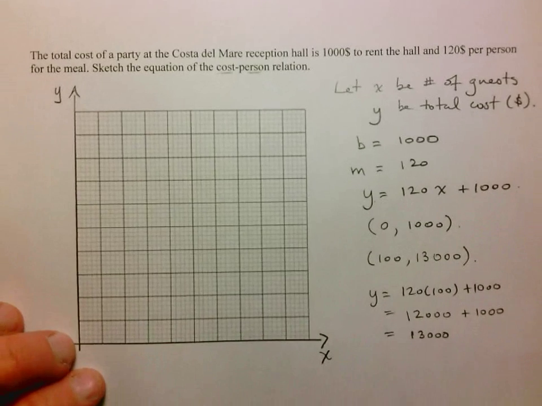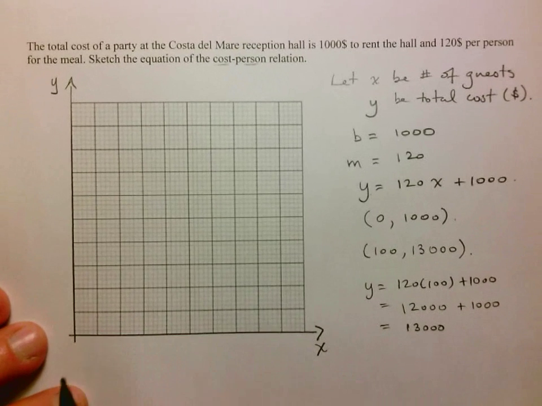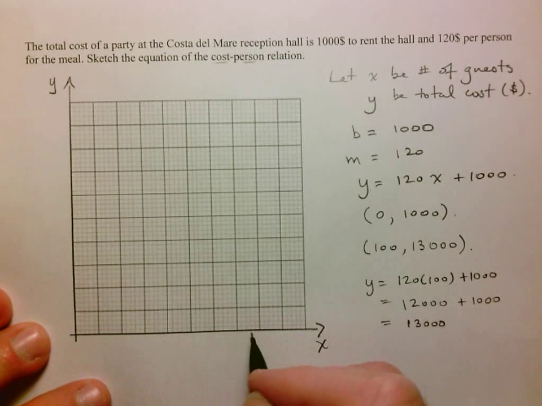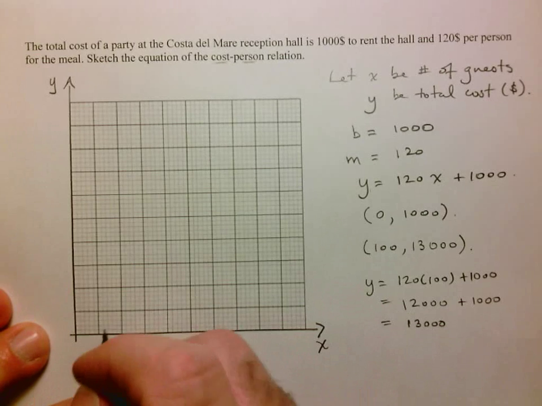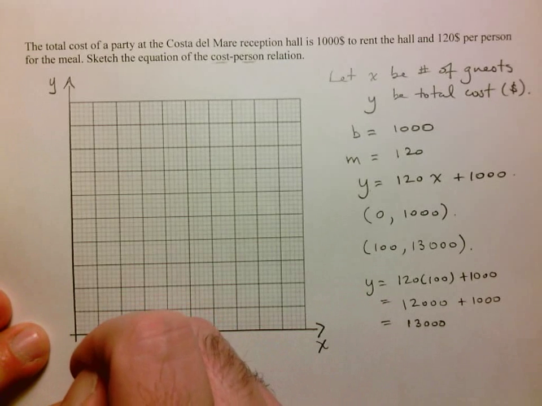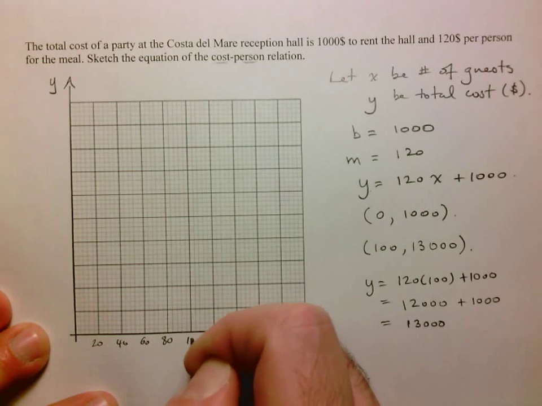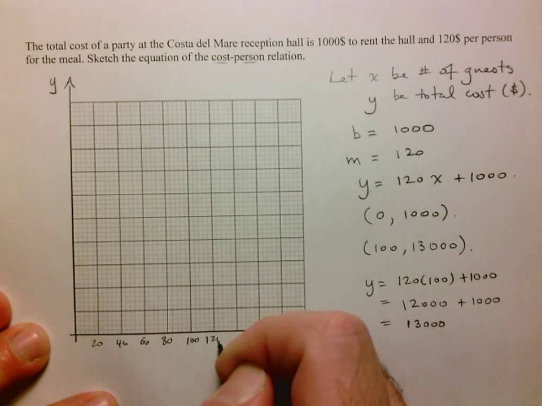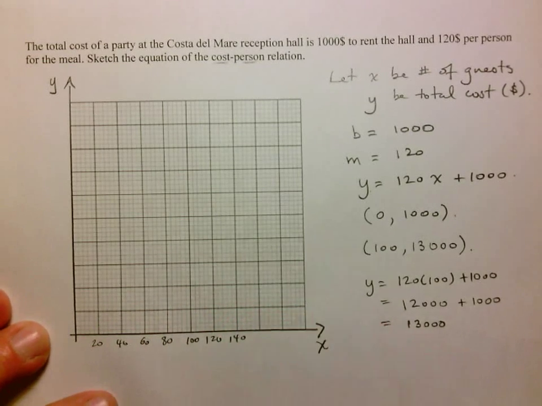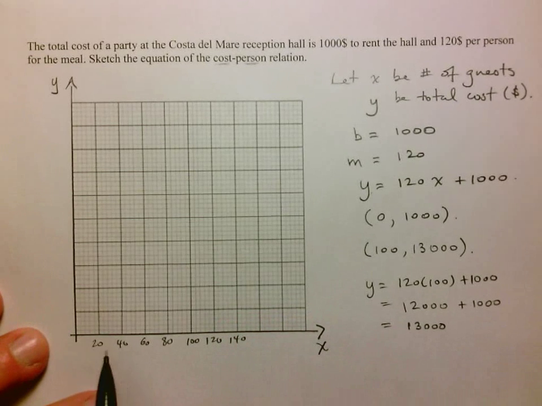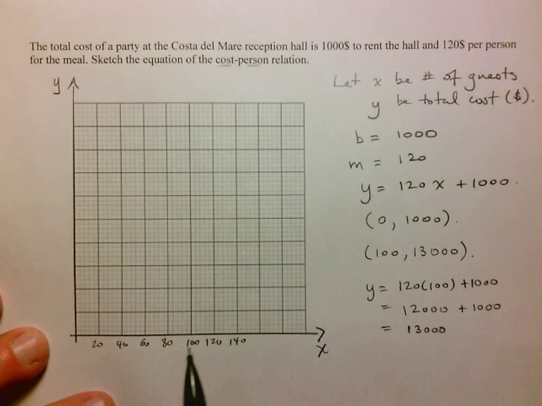Okay, now here, since I'm going to be going to at least 100, I think it makes sense for my graph here to go up by 20, say. So 20, 40, 60, 80, 100, okay, 120, 140, and so on. I don't have to go all the way around. The important thing is to show what my scale is.